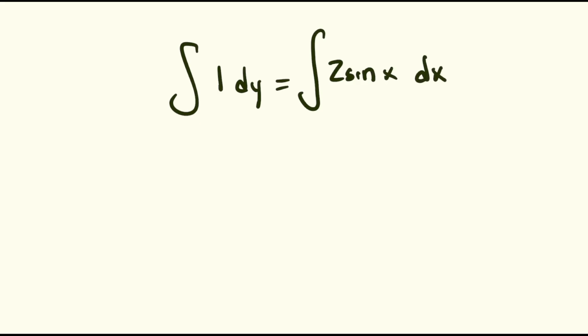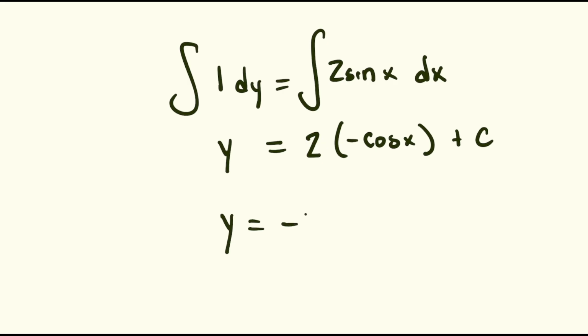Next up, we integrate. Antiderivative of 1 is y. Antiderivative of the right-hand side, our 2 comes along for a ride. Our sine turns into a negative cosine of x. And we always want to tack on the plus c on the back side since this is an indefinite integral. We're going to rewrite this one more time, put that negative sign out front, cosine of x plus c.